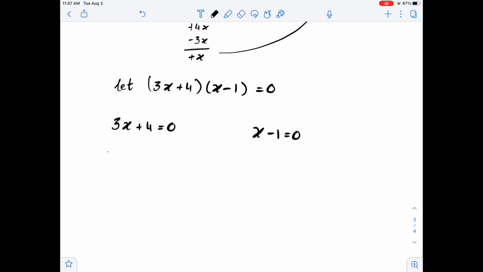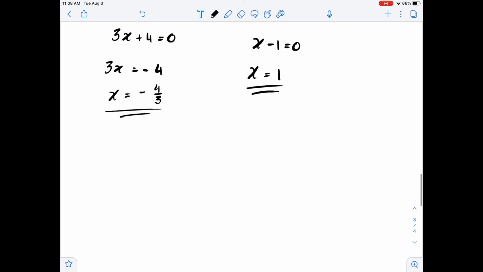If 3x plus 4 is equal to 0, then solving this, 3x is equal to negative 4, subtract 4 from both sides, and then to isolate the x, divide both sides by 3, and I get negative 4 over 3. That is one value of x that would make my denominator equal to 0, and therefore it is not part of the domain. Over here, x minus 1 is equal to 0. Well, this is simple, one step. Therefore, x is equal to 1. You simply add 1 to both sides. And so I have two solutions. Those are the two values.